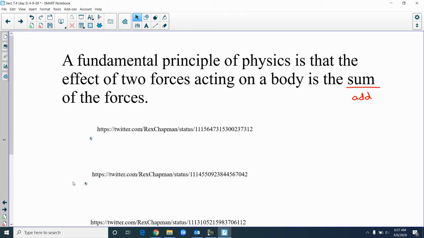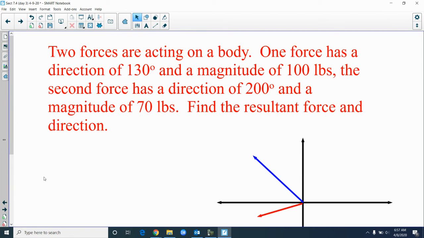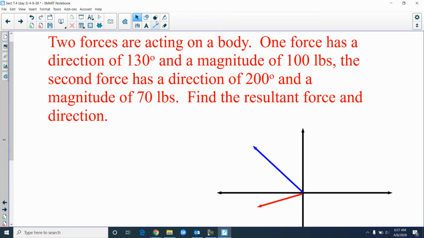We can also have two forces acting on a body. Hopefully you printed off those guided notes. It just lists the problems. We're going to go through three of them today. Two forces are acting on a body. One force has a direction of 130 degrees and a magnitude of 100 pounds. The second force has a direction of 200 degrees and a magnitude of 70 pounds. Find the resultant force and direction.